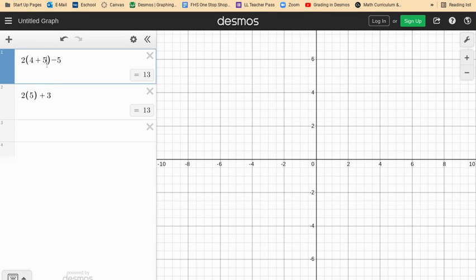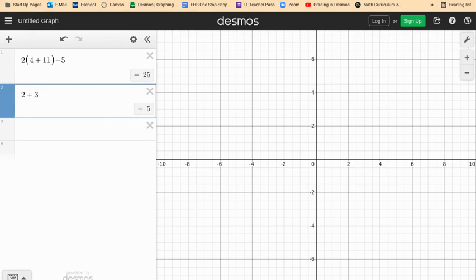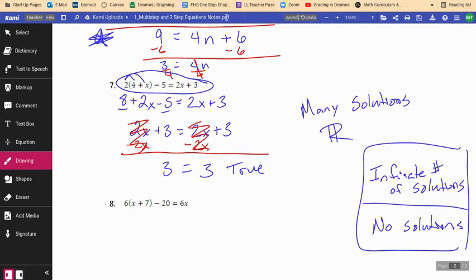And I can do that with any number because it was a true statement, right? Let's say x was 11. I change that to 11, and they're the same two numbers. Again, I can do that with any number, 131. It's going to be the same number. So that's why we can say it has many solutions. We can say the solutions are all real numbers, or we can say it's an infinite number of solutions.